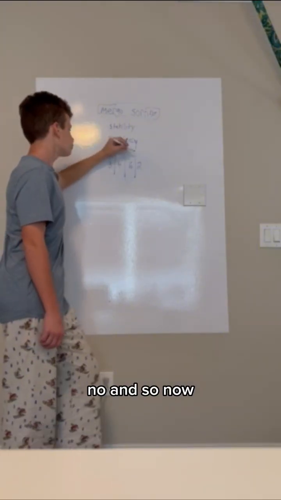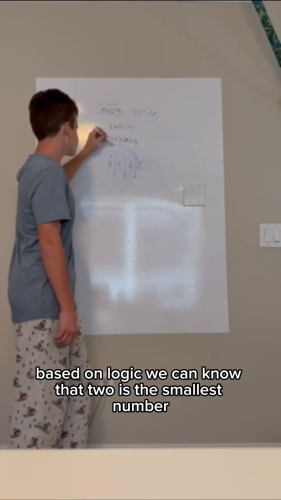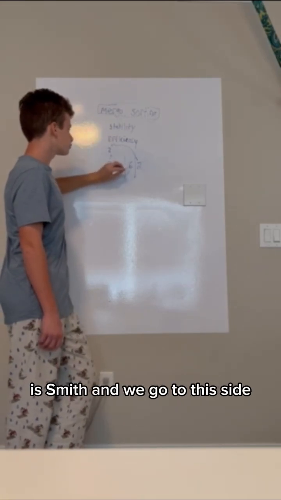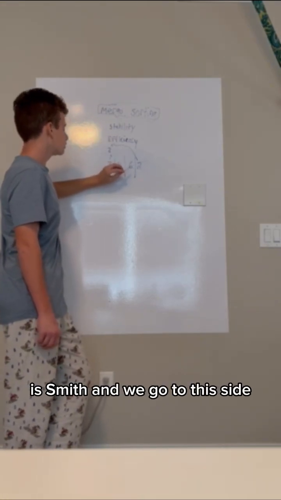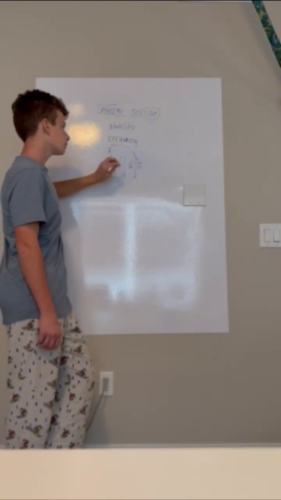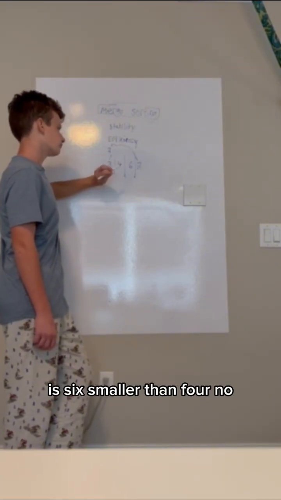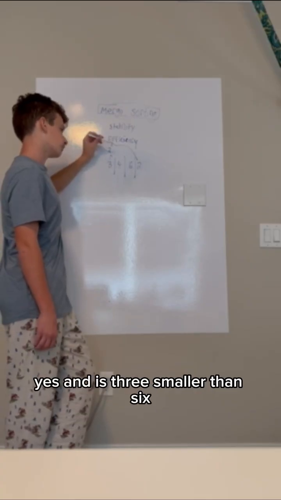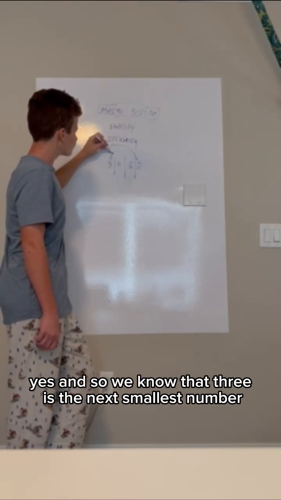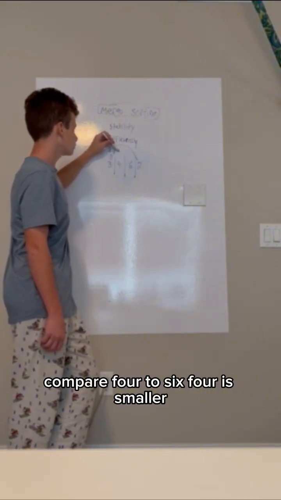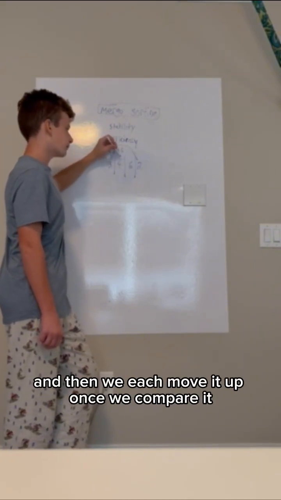No. And so now, based on logic, we can know that 2 is the smallest number, and we run through it again. It's merged, and we go to this side. Is 6 smaller than 3? No. Is 6 smaller than 4? No. And is 3 smaller than 4? Yes. And is 3 smaller than 6? Yes. And so we know that 3 is the next smallest number. Compare 4 to 6, 4 is smaller, and then we move it up once we compare it.